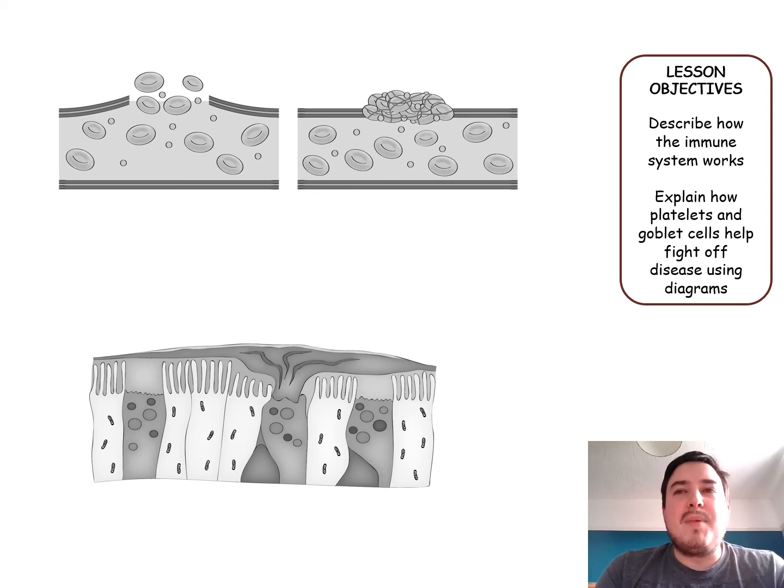This is the scab, the blood clot. Again, a scab is just a dried out blood clot at these places to stop the blood from leaking out of the body and allow it to keep travelling around as it normally would.